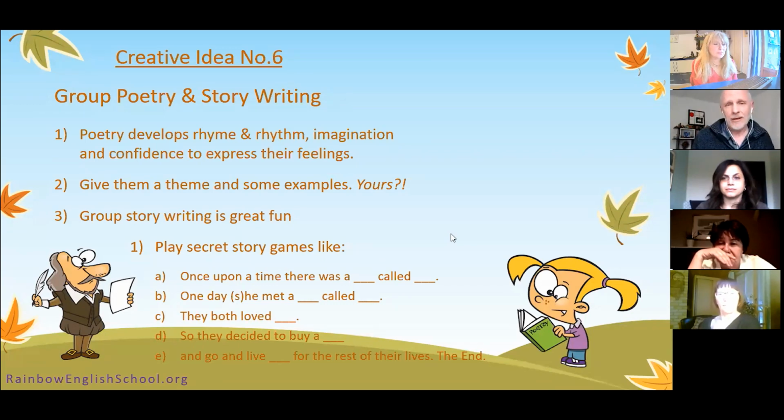Well, a little bit, maybe new vocabulary. But it's associating fun with English. And, you know, crazy things. I remember one, it was something like, once upon a time, there was a mouse called Mickey. One day, he met a president called Donald. They both loved bananas. So they decided to buy a swimming pool and go and live on the moon for the rest of their lives. The end. Absolute nonsense. But why is there so much laughter at the end of this activity?